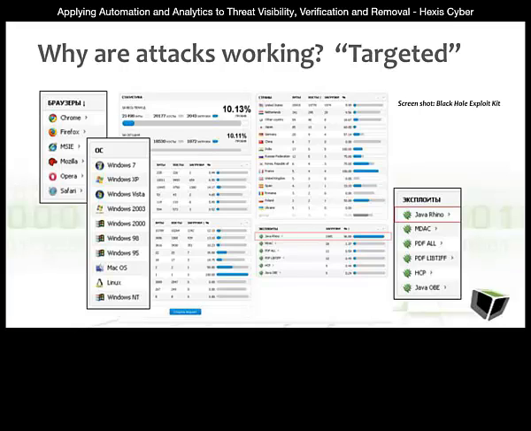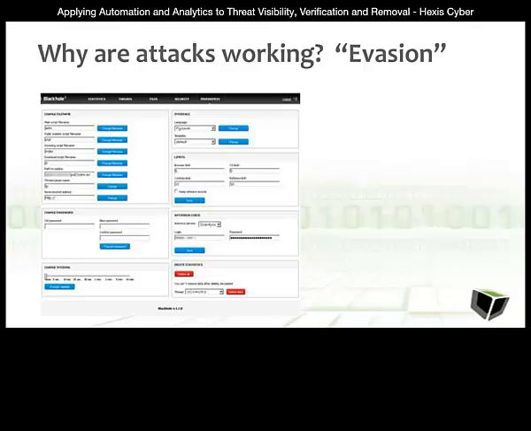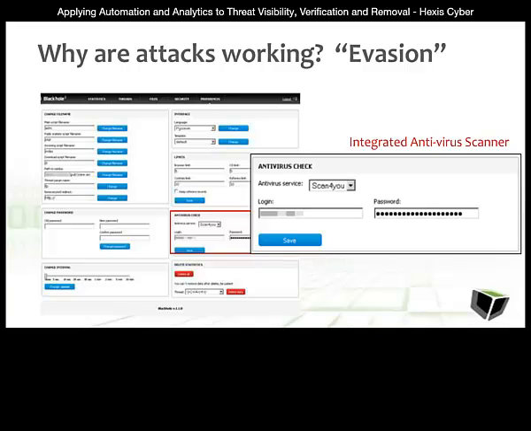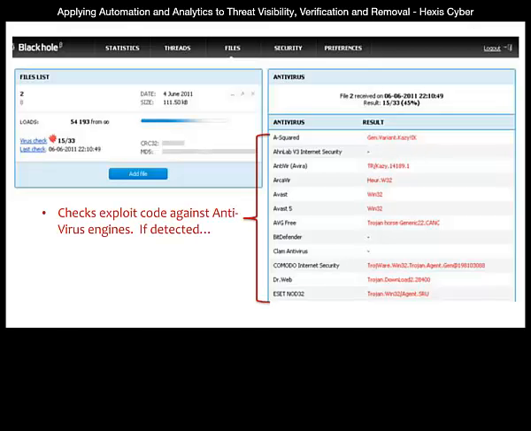The second thing is that they have built-in evasion techniques. So once again, in this Black Hole Exploit Kit, they have an integrated scanner to a third-party service that will verify if that exploit has been detected by antivirus engines. So very quickly, in this exploit kit, I can log in, create an account, save it against the Scan4You antivirus scanner, and then you can see that this one exploit can be detected by 15 out of 33 AV engines.